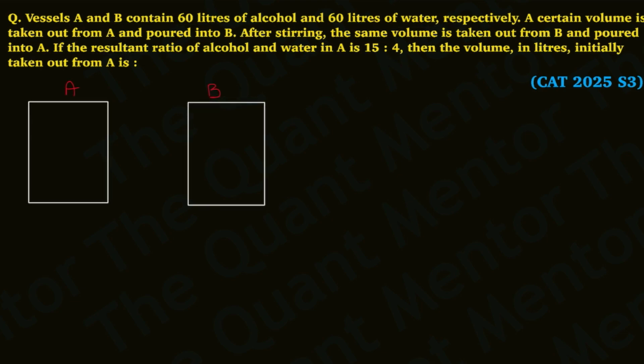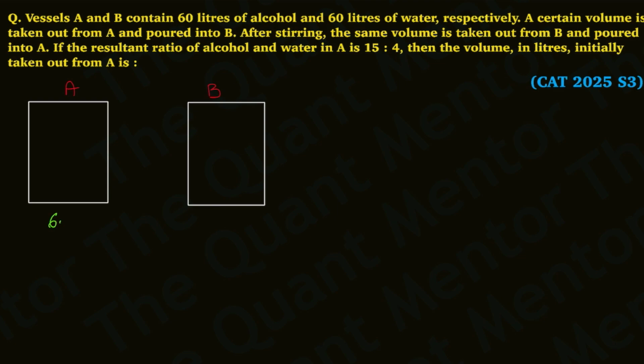So vessels A and B contain 60 liters of alcohol and water respectively. A certain volume is taken out from A and poured into B. After stirring, the same volume is taken out from B and poured into A. If the resultant ratio of alcohol and water in A is 15:4, then the volume in liters initially taken out from A is. Okay guys, so these are our vessels A and B.